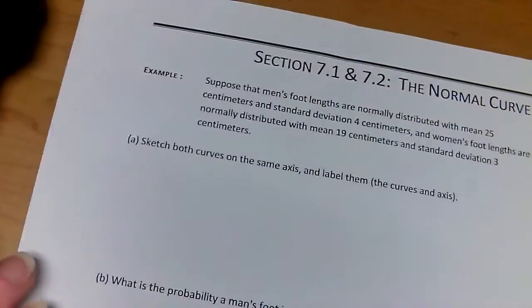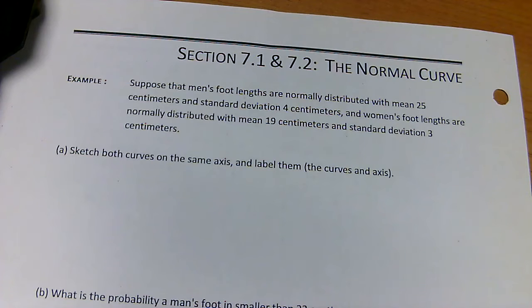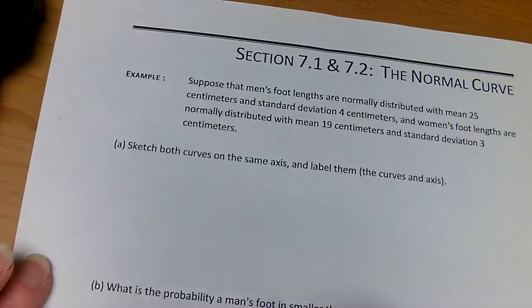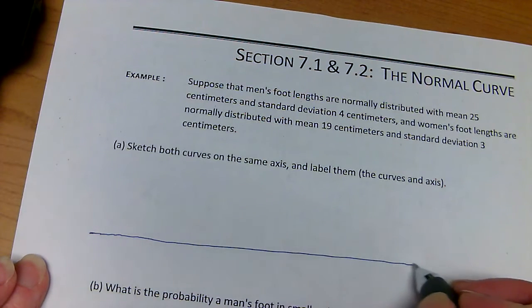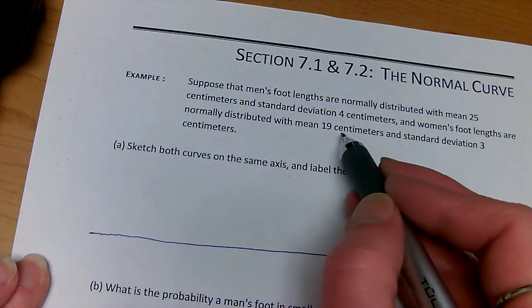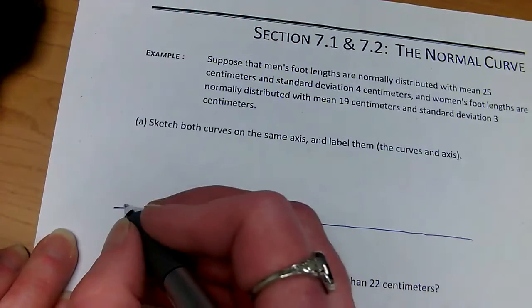Last example. Suppose that men's foot lengths are normally distributed with a mean of 25 and a standard deviation of 4, and women's foot lengths are normally distributed with a mean of 19 and a standard deviation of 3. Sketch both curves on the same axis. Okay, so we've got a mean of 25 and a mean of 19.